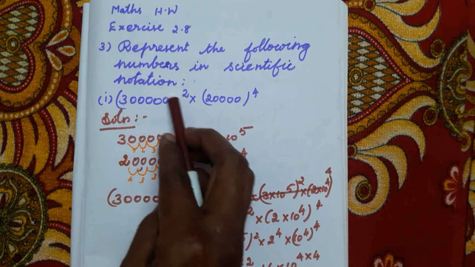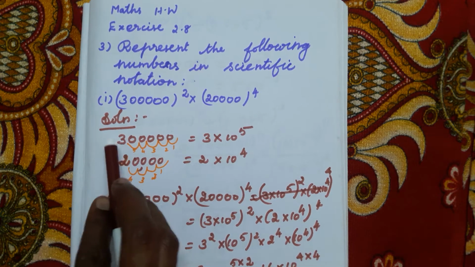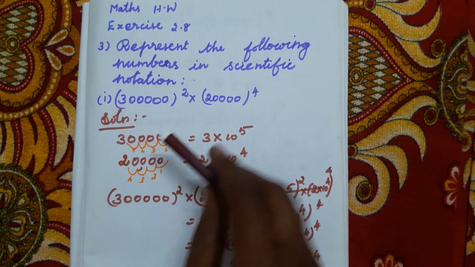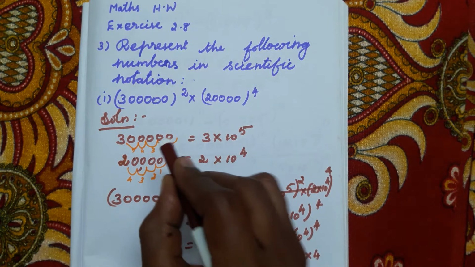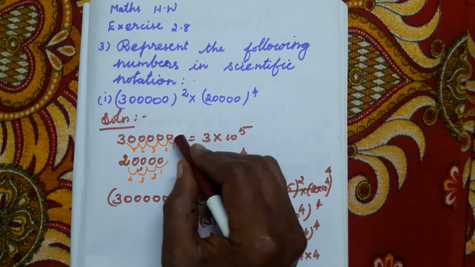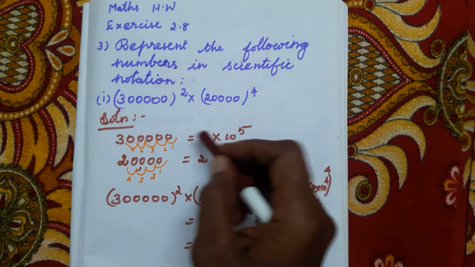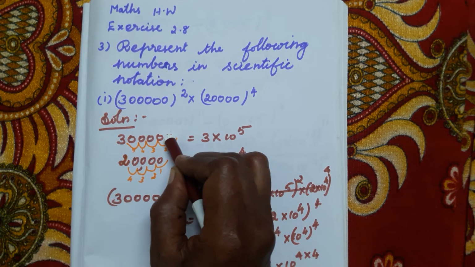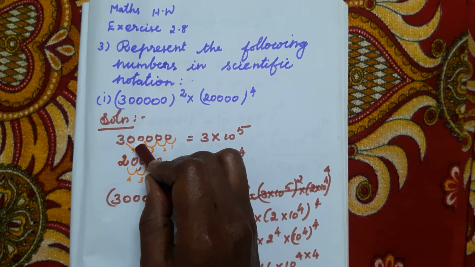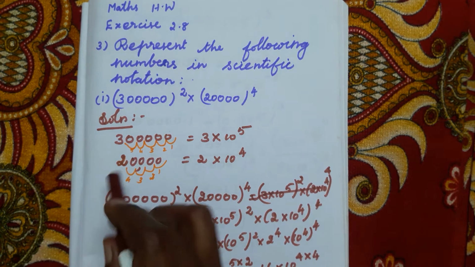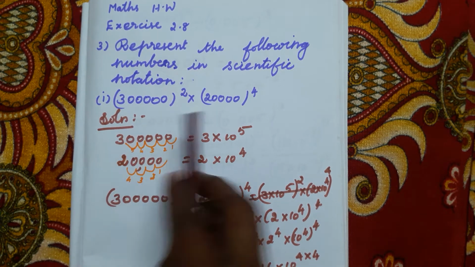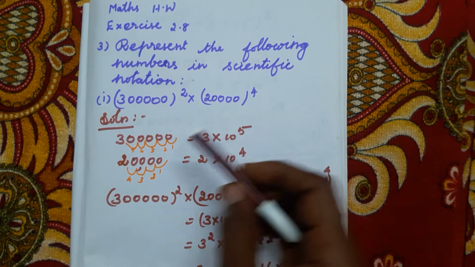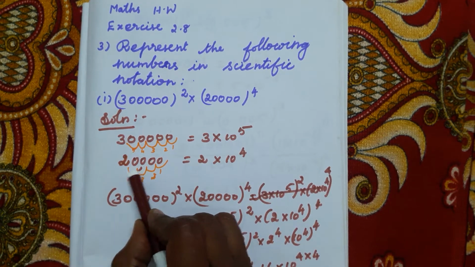First, we have to take 3 lakhs. We have to convert 3 lakhs into scientific notation. First 3 into, next how many digits did we move the decimal point? 1, 2, 3, 4, 5. 5 digits left, so we have to write 10 power 5. Next, 20,000.